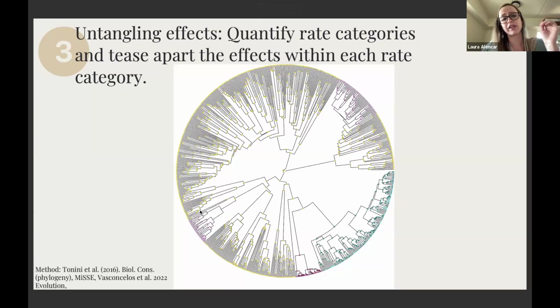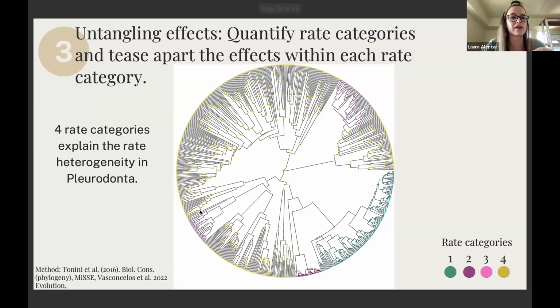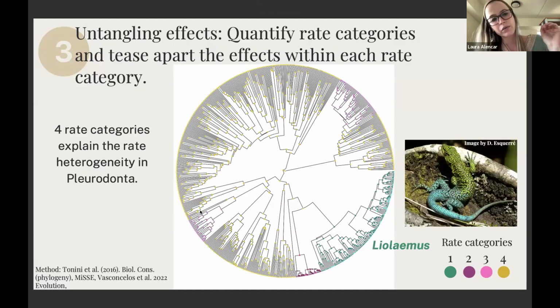The first step we did was to use MiSSE, which is basically a method that quantifies the position, the number, and location of different rate categories that best characterize the rate heterogeneity across a given group. Specifically for Pleurodonta, MiSSE suggested that four rate categories best explain the rate heterogeneity, here represented by the different colors. Just to go very quickly to show you who belongs to each of these categories.